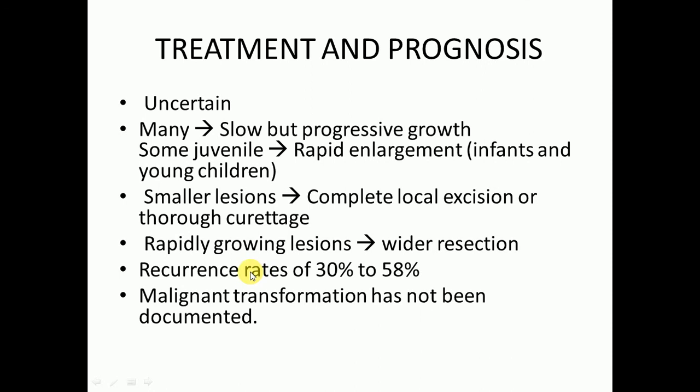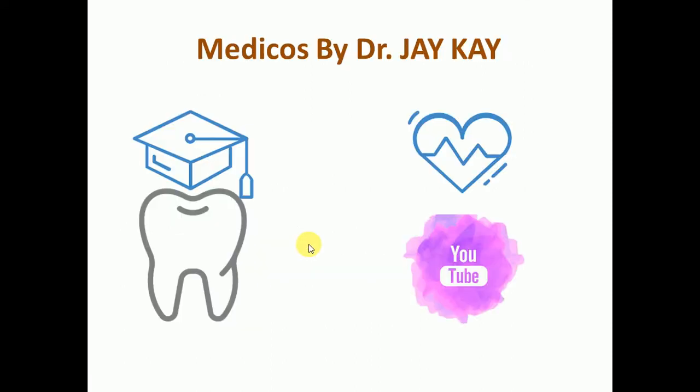In the other ossifying fibroma, the recurrence rate was very low. Here the recurrence rate is much larger than that of the ossifying fibromas. Here we have 30% to 58% chances of recurrence. Malignant transformation has not been documented. So in ossifying fibroma we have very low chances of recurrence, but here we have much higher chances of recurrence, and malignant transformation has not been documented, similar to ossifying fibroma.